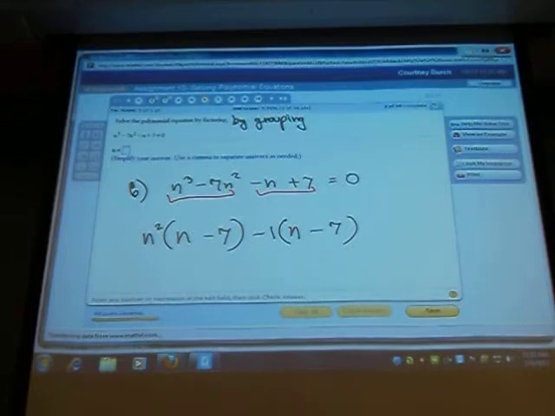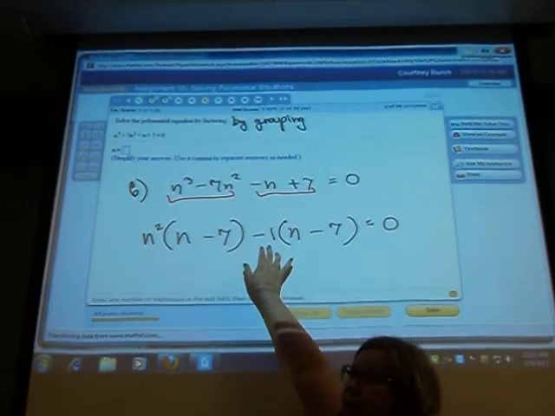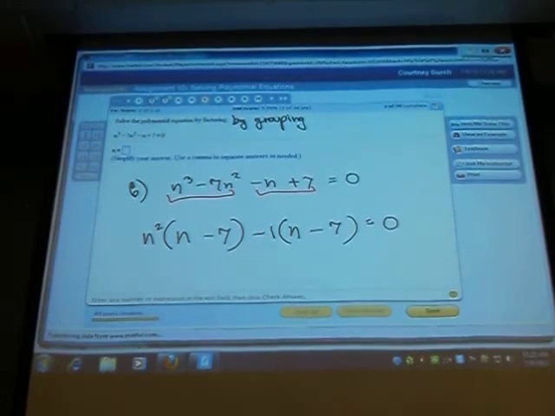The other reason I have to do that is because I know my parentheses have to match. So if I had n plus 7 there, that would not work. It wouldn't match. So if you've got a negative in the middle there, you're always going to have to take a negative number out of your second group, which is going to flip your sign.